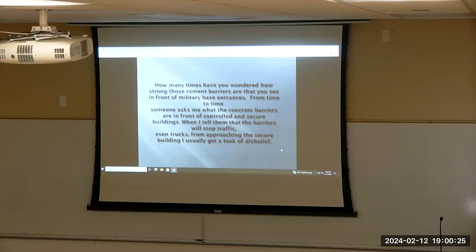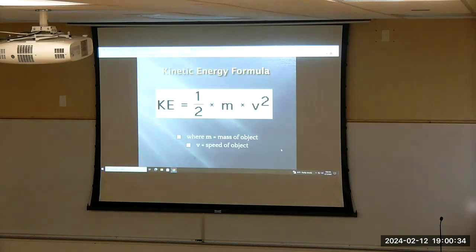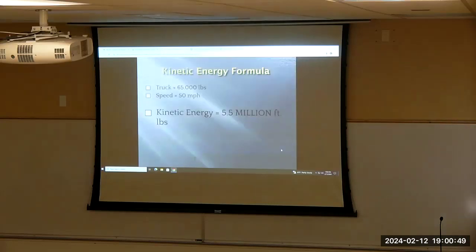They put it up for a military base, and you always wonder how a wall this tall is going to stop a truck from going through a military base. They can actually show you. For those of you that want to figure it out in the field, the kinetic energy formula is half times the mass times the velocity squared. But no one expects you to do that in the field, and it won't be on the test. But for curious minds, a 65,000 pound truck traveling at 50 miles an hour has 5.5 million foot-pounds of kinetic energy. How's a 4-foot or 3-foot concrete wall going to stop that? There's no way.